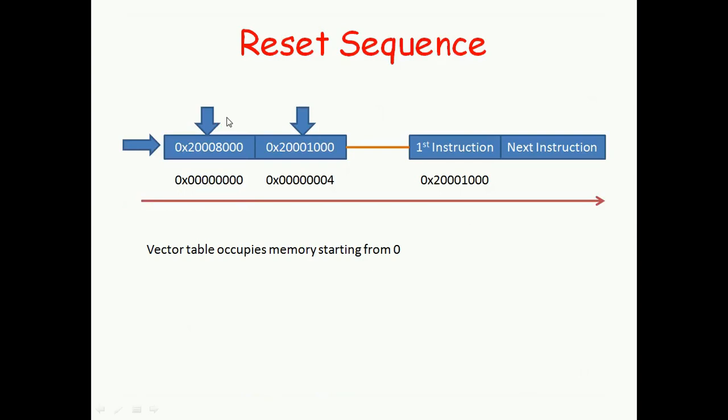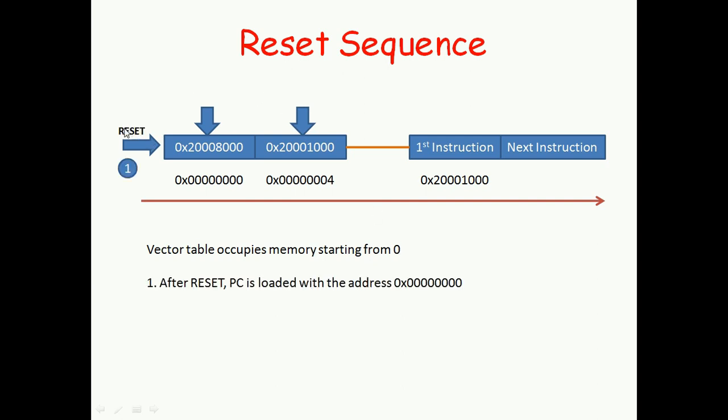Now we will see the reset sequence. When there is an occurrence of any interrupt or exception like reset, how is the processor going to handle that? So let us take this as a memory. The initial address of the memory is pointing here. See, at the initial address of the memory itself, the vector table is present. So the vector table occupies the memory starting at address 0. So what happens here?